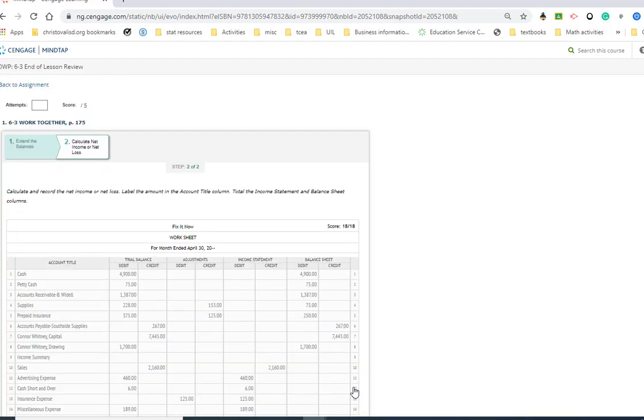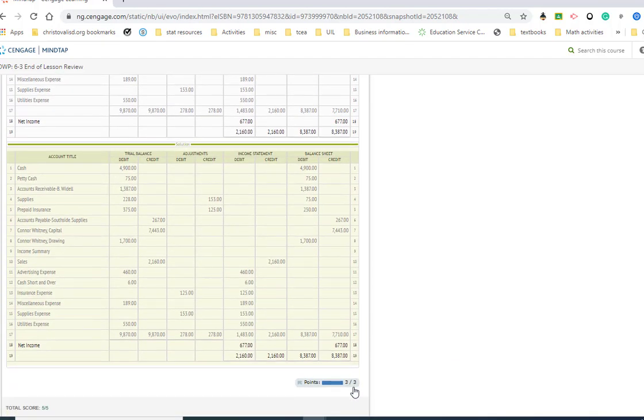And now you're going to do the same thing on your own. Let me know if you have any questions, and don't forget to do the application problem as well.